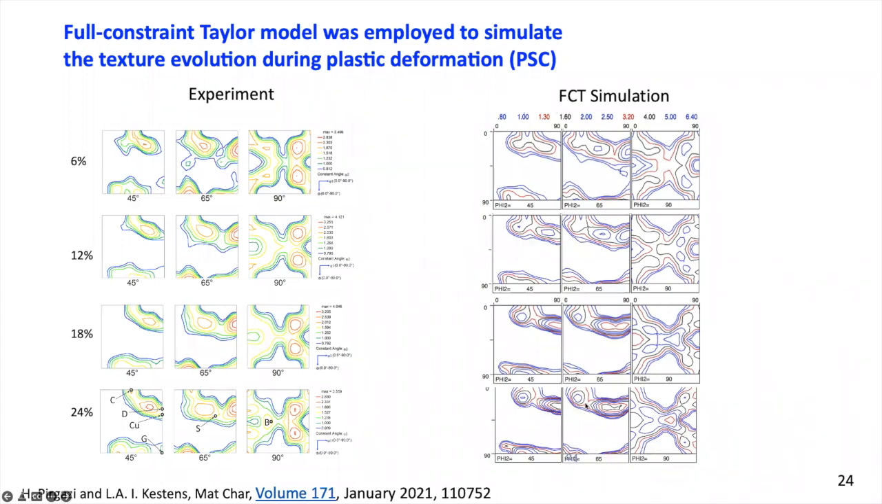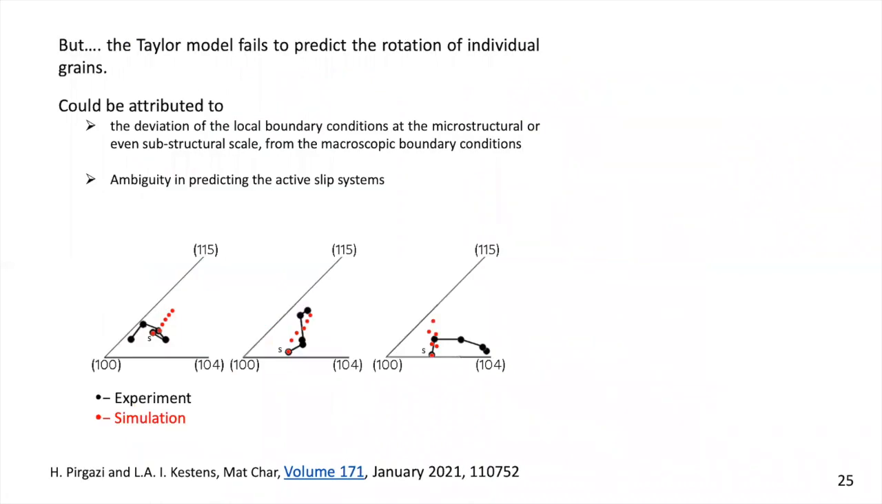Now, the model is not perfect, far from it, but nevertheless, it is somehow reasonable. It keeps track, and the main features of the comparatively simple full constraint model are capable of predicting the overall texture simulation. But this gives you a nice illustration that texture is really a statistical property of the microstructure, because if you look at individual grains, they do not follow the overall crystal orientations. They may have a very different behavior.